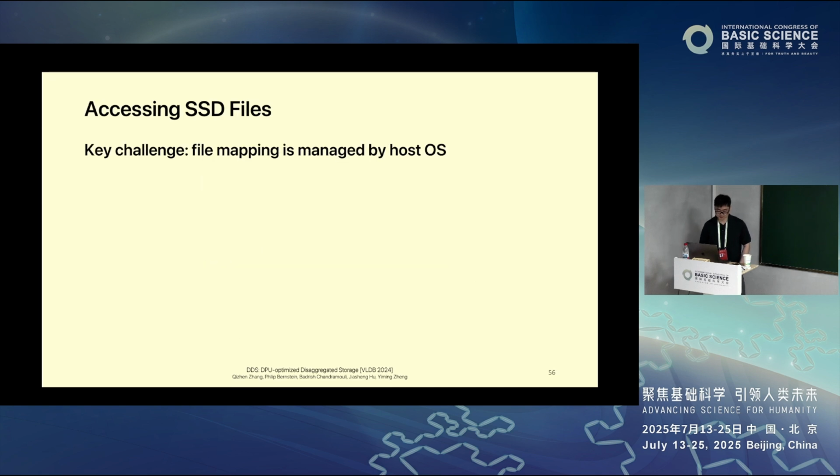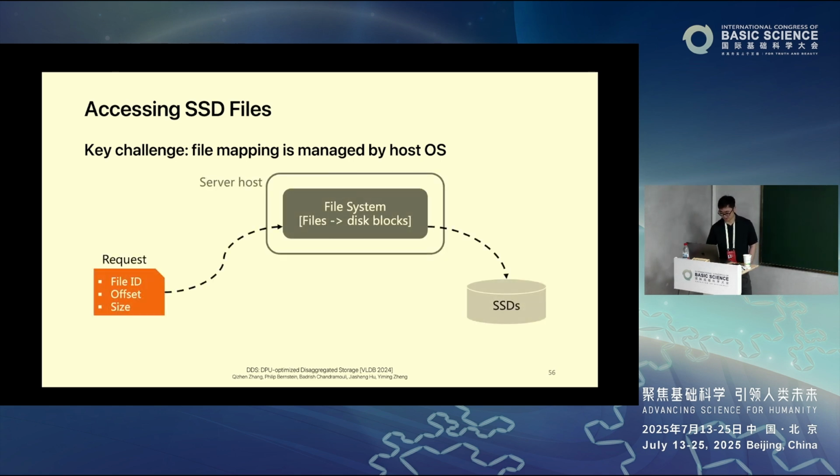Okay, so let's look at the first question. The problem with accessing SSD files on the DPU is that the file mapping is actually managed on the host. The storage applications on the host use a file system in the operating system to create and then access files. And the operating system, specifically the file system component, maintains the file mapping, which maps the file to the physical disk blocks on the SSD.